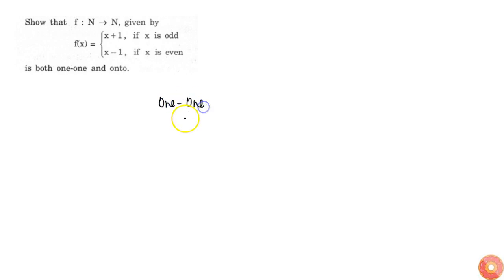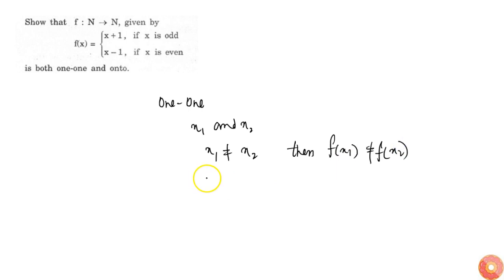A one-one function means that for any two elements as inputs, that is for any elements x1 and x2, if x1 is not equal to x2, then simply f of x1 is not equal to f of x2. Or otherwise speaking, if we find that f of x1 is equal to f of x2, then for sure x1 must be equal to x2. Only then it's called one-one.